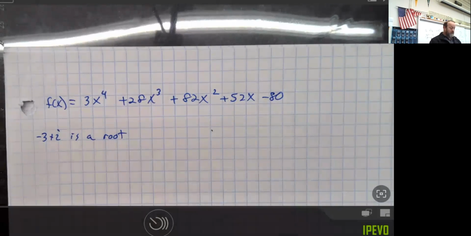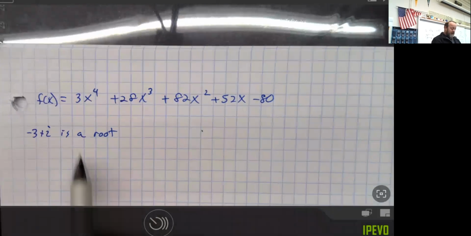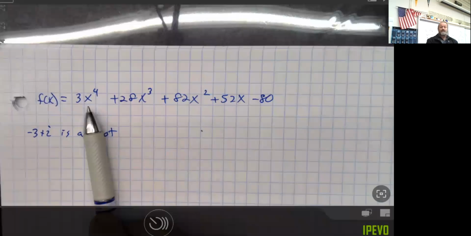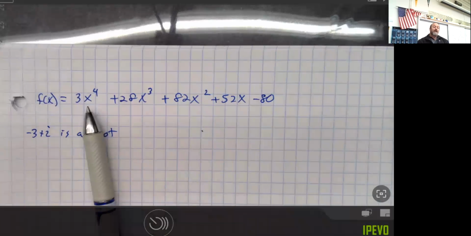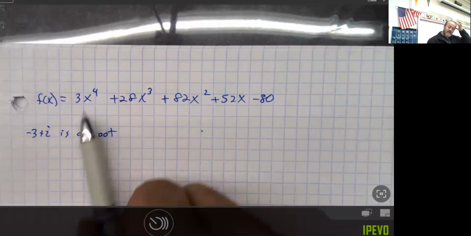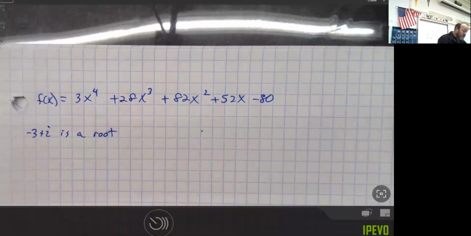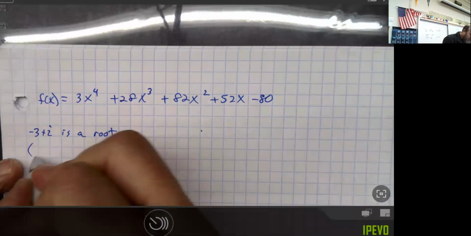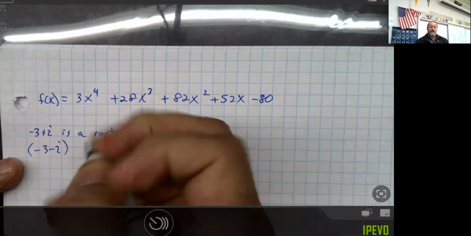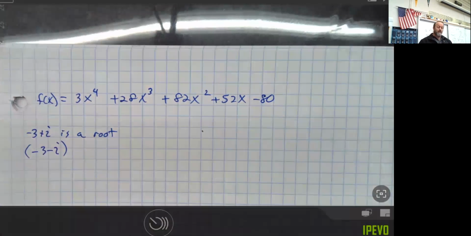Now, I do want to remind you that in 2.5, we discussed the fact that if this is a fourth degree problem, there are exactly 4 roots to be found, and we want to find all 4. We also have the conjugate roots theorem. So as soon as I tell you on a test that -3 plus i is a root, automatically you know that -3 minus i is necessarily also a root. So I gave you some options on how to divide those things out.